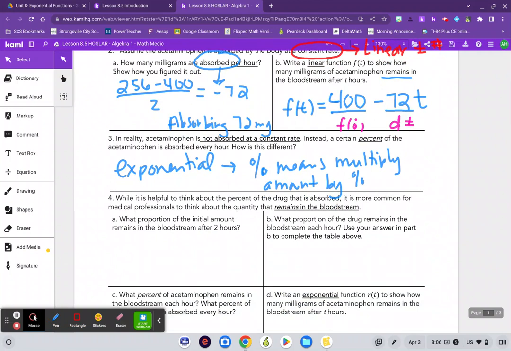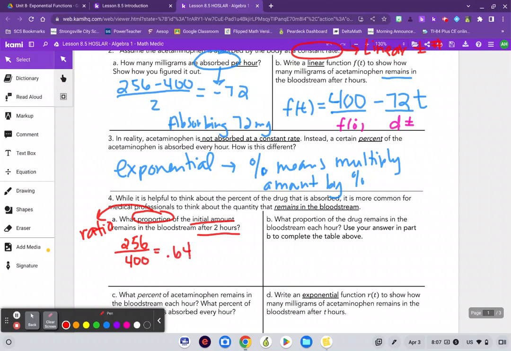While it's helpful to think about the percent of the drug that is absorbed, it is more common for medical professionals to think about the quantity that remains in the bloodstream. So what proportion of the initial amount, what proportion? Proportion means I'm looking at a ratio. Okay, what proportion of the initial amount remains in the bloodstream after 2 hours? So after 2 hours, I have 256 out of 400. So out of my initial amount, I had 256, which is 0.64. So that's my proportion. If I'm thinking about this as a percent, that was 64%, but that was over 2 hours.